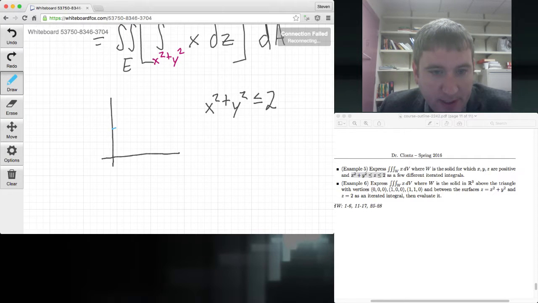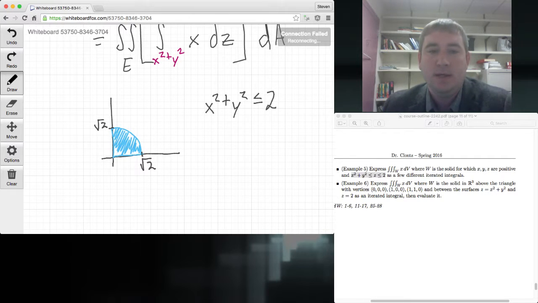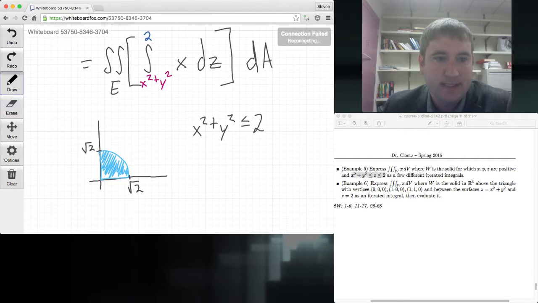So I only care about x and y positive. So here's my circle. And that's square root 2 for the x and the y. Now, I need to set this up for my double integral. This is my E here. I guess I should have done this in purple to match the picture above.